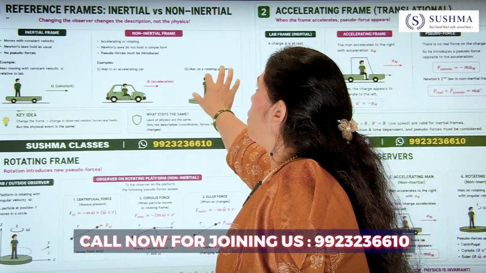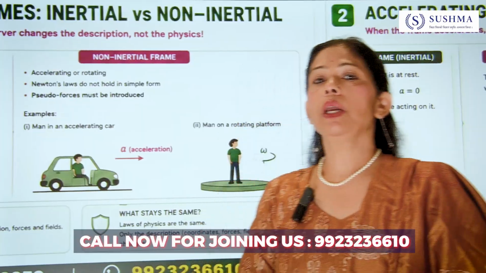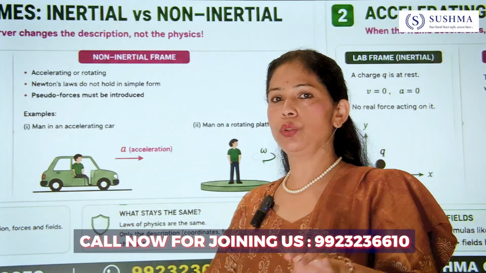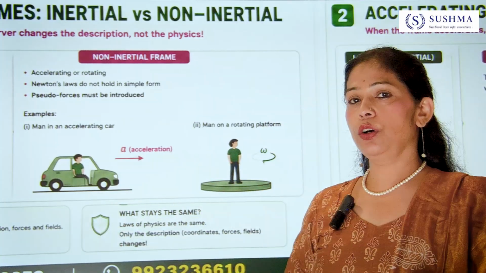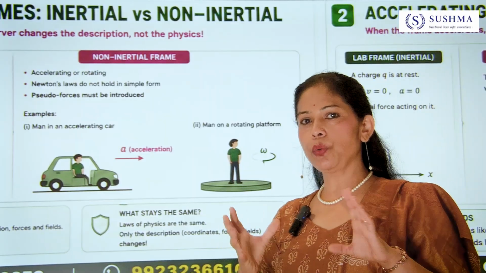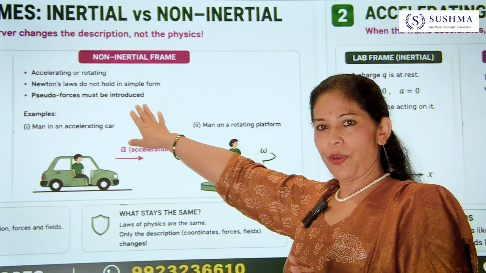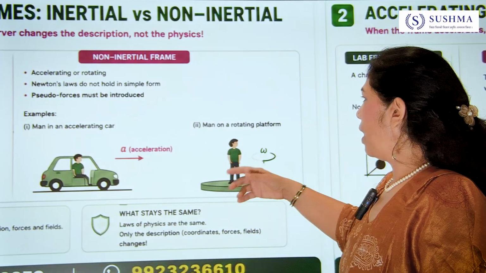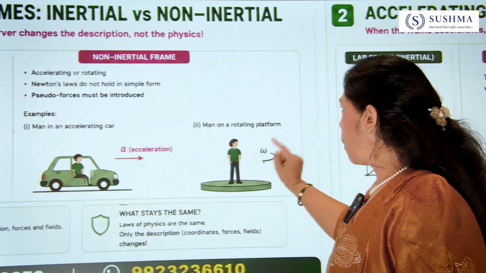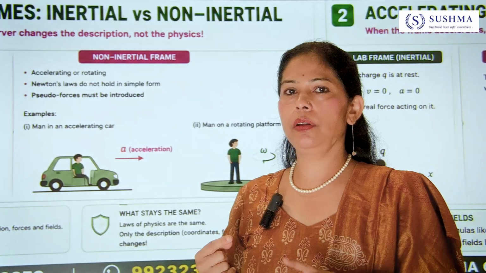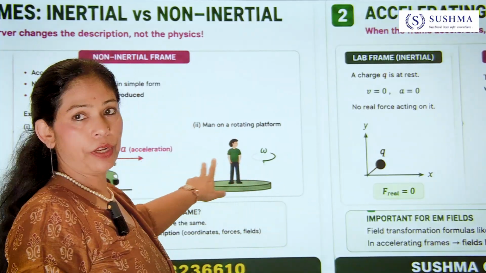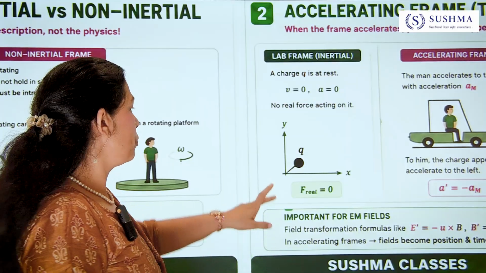Now let's talk of non-inertial frames. A non-inertial frame is accelerating or rotating with respect to the lab, and then Newton's laws don't hold good as is. You need some corrections, or you need to add some pseudo forces, and that is where the pseudo forces originate. So in an accelerating car, as well as for a man who is rotating in some frame, in both cases the frames are non-inertial and we'll need to have pseudo forces.